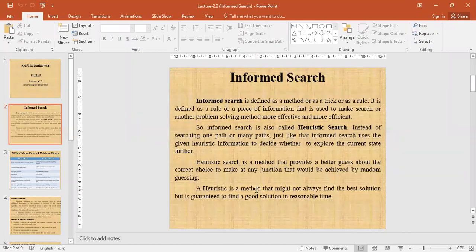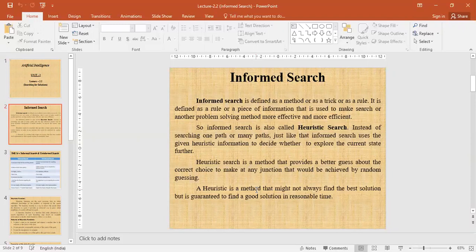Hello everyone. Today's topic is informed search. Sometimes informed search is also called heuristic search. Now, informed search is defined as a method or a trick or a rule. It is defined as a rule or a piece of information that is used to make search or another problem solving method more effective and more efficient.